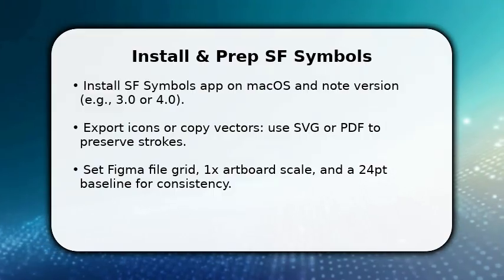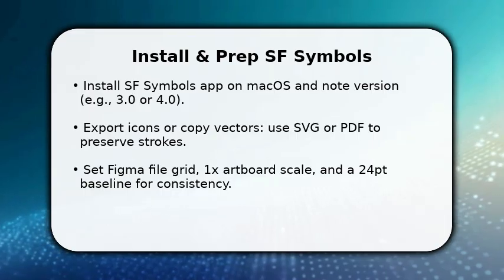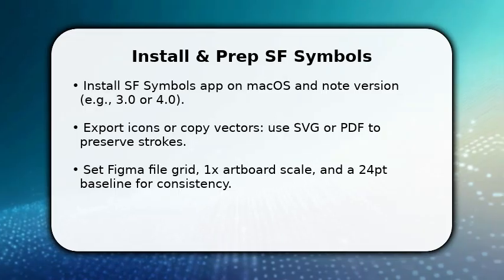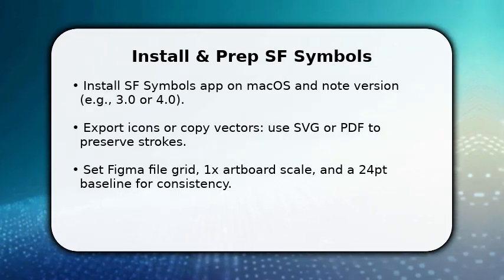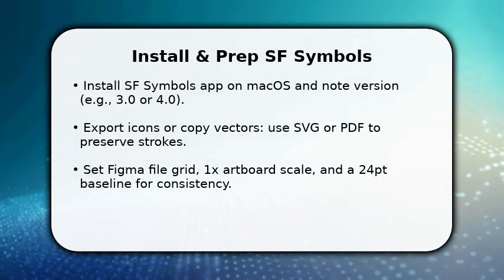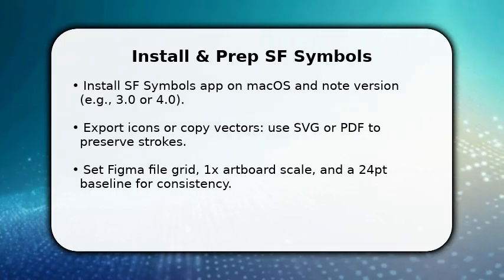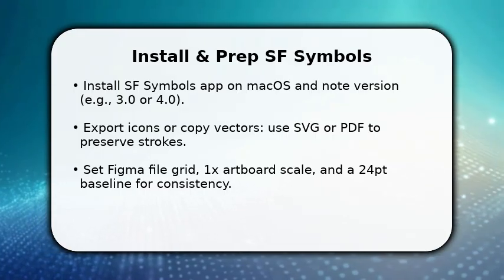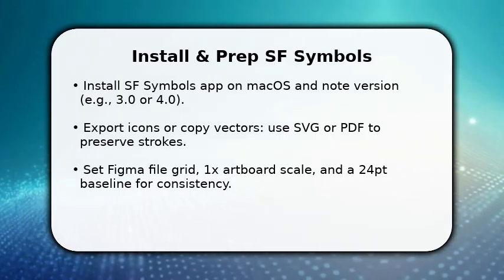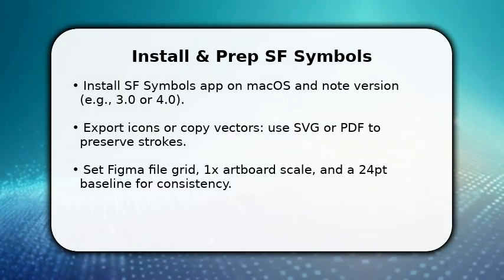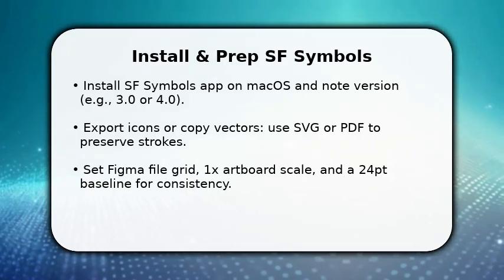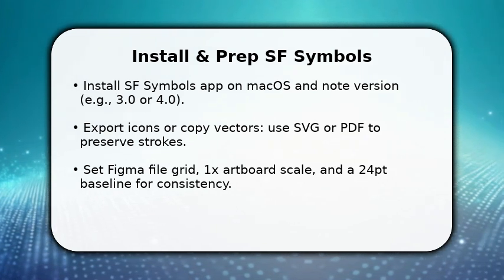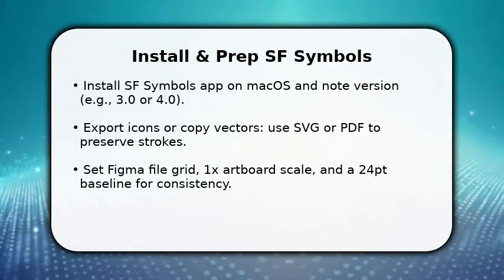You start by getting SF Symbols and Figma talking. Open SF Symbols, pick the icons you need, and export them as SVG or PDF so Figma preserves vector strokes and weights. Once done, create a Figma file with a consistent artboard size. I use 24 PT base and 1x scale to match Apple metrics. Make sure to name layers and keep symbols organized by category. This prevents confusion later and speeds up insertions while preserving Apple's intended proportions and alignment.